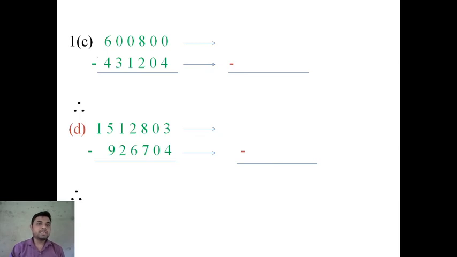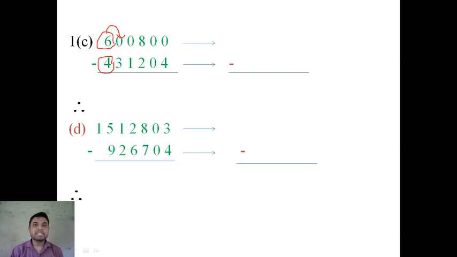Question number C. Look here, two numbers are given. First step, we will see which number is smallest. This number is the smallest. So what is the highest place? This is the highest place. Here also this is the highest place. Now when we round 6, on the right side of 6, what is the digit? 0. 0 means less than 5.